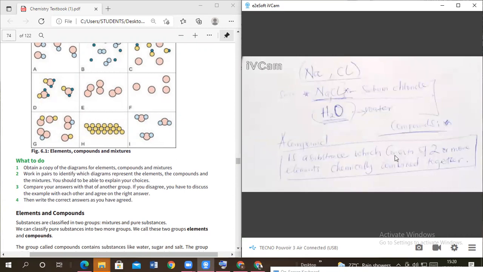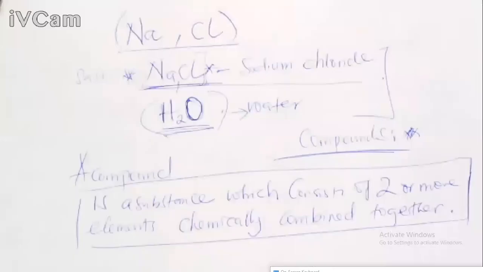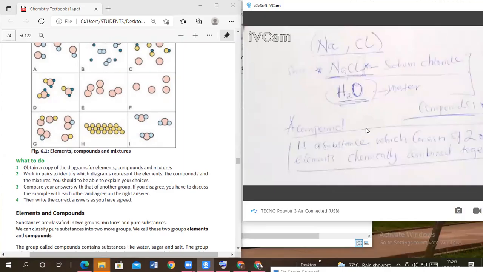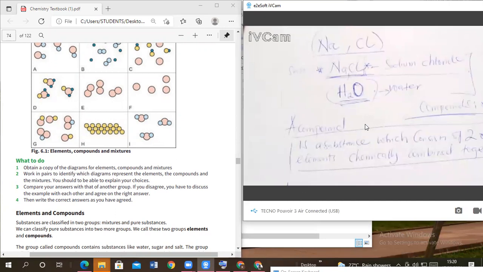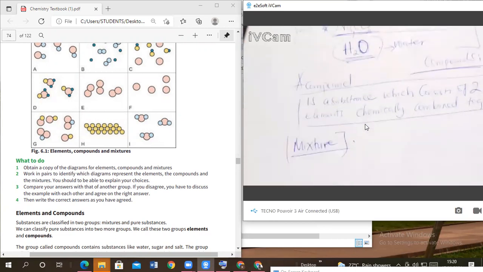Yes. Now, if I get sodium chloride and water, I mix them up, I will get a mixture. If I get sand or any other metal like sulfur, I put it in iron, I will get iron sulfide. If I get anything, I put it anywhere, I get a mixture. Give me a definition of a mixture.